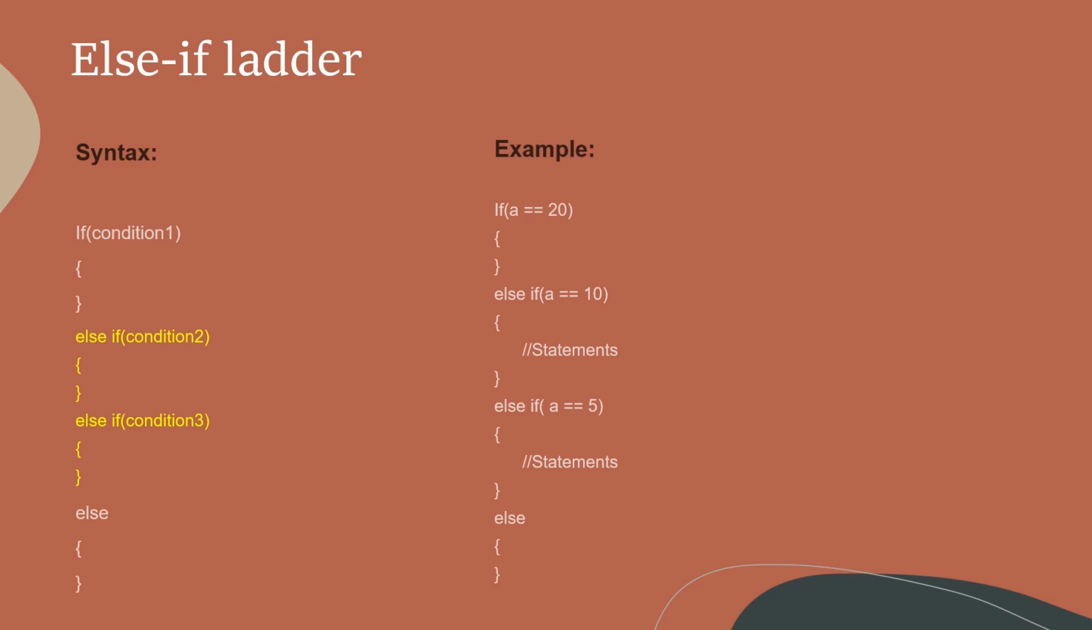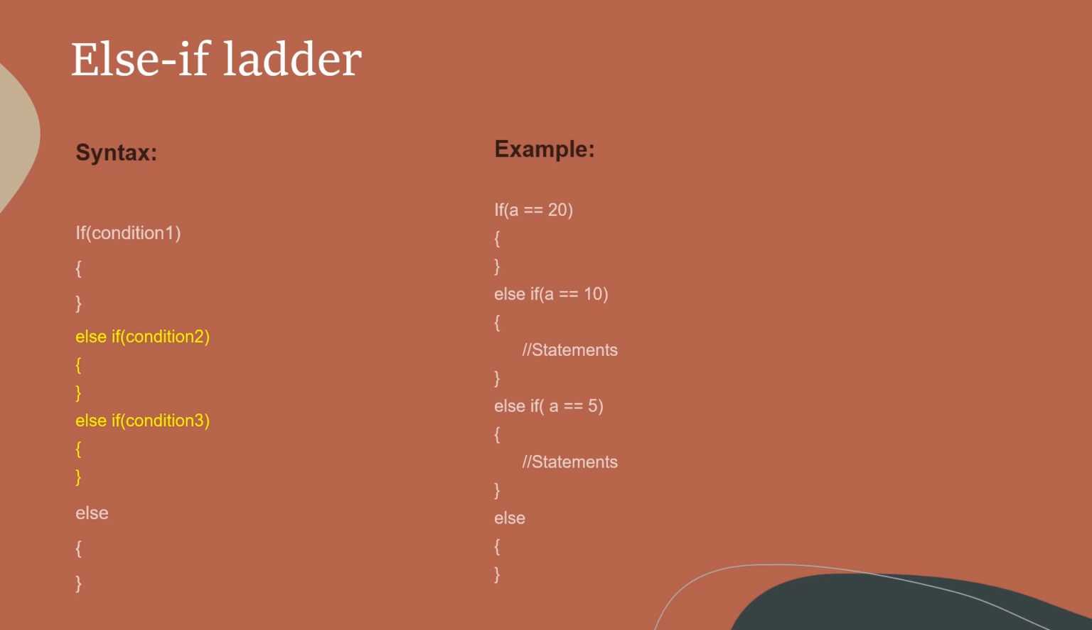So what you have to know about else if ladder is that since the execution of the program happens from top to bottom, the order of checking these conditions also happens from top to bottom. For example, let's say that A's value is 5. It will first check the if statement. And in the if statement, we have given the condition of A equal to 20, which obviously is not satisfied. So it will go down and check the next available else if statement.